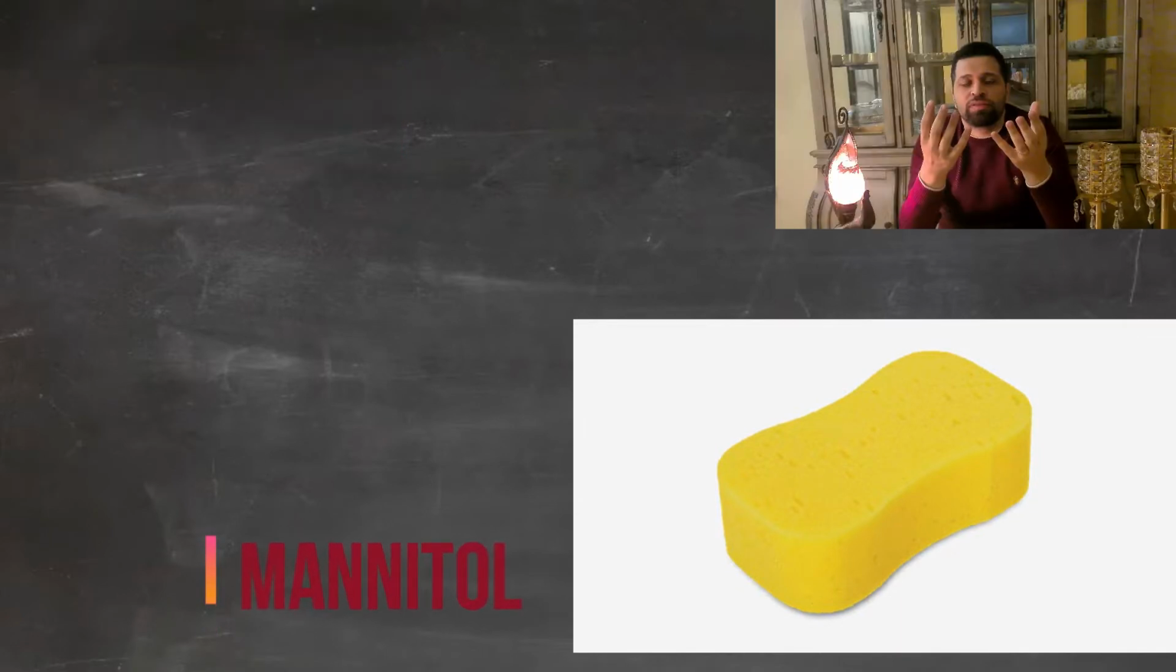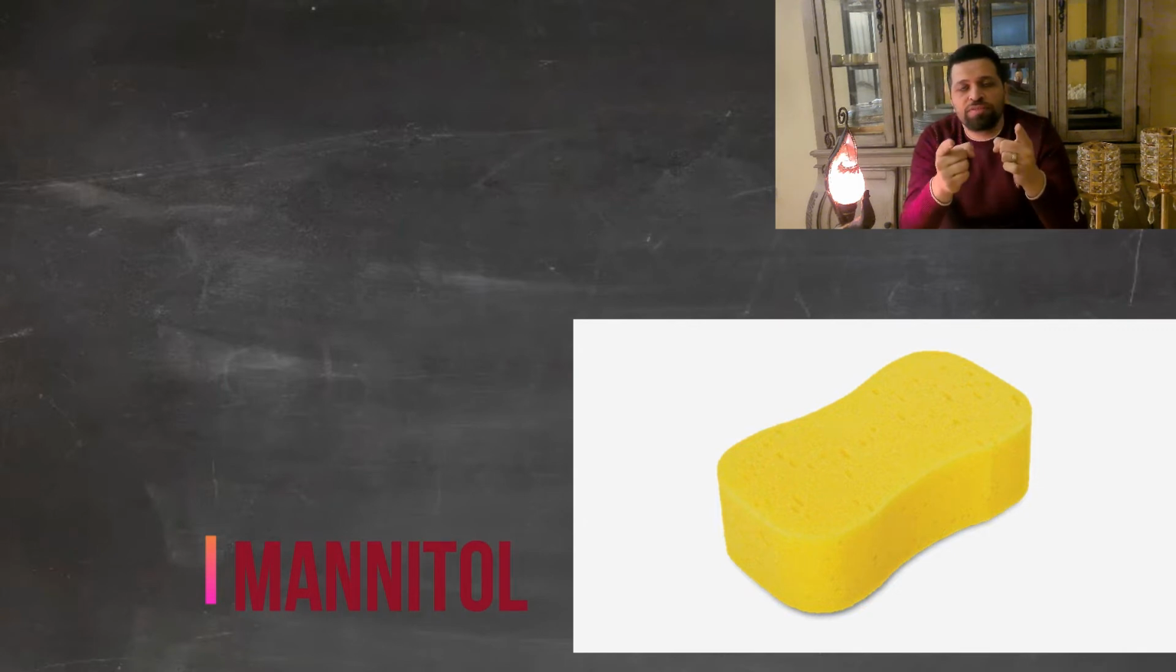Now let's talk about how each of these diuretics works. Mannitol acts as a sponge. So when it's inside the vessels, this sponge takes out the fluid from everywhere around it. So it draws fluid from the brain, from the cells, into the vessels. That's why it decreases intracranial pressure.